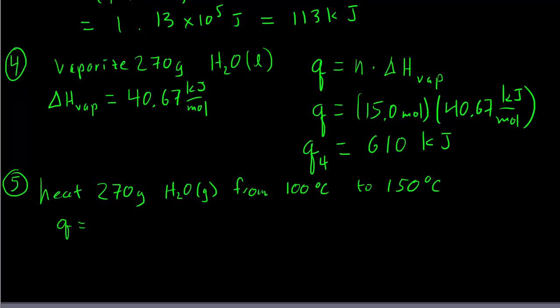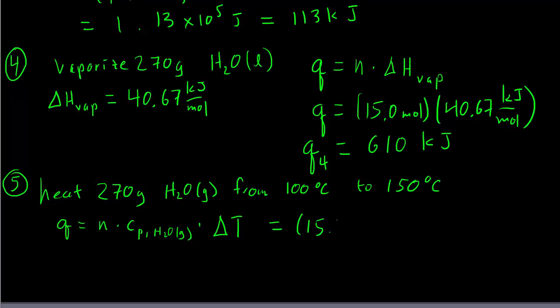Q is equal to n times Cp, and this time we need the Cp for water vapor. So that will be a different number than the heat capacity for liquid water and ice. All those substances have different heat capacities. They absorb heat in different ways. All right, so we're just going to plug in. We know what these numbers are.